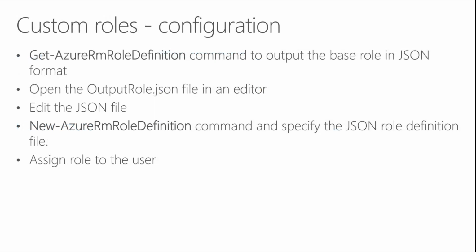Custom roles configuration. There is a Get-AzureRmRoleDefinition command to output the base role in JSON format if you want to look at those. Then you can open up a common editor. And then there's also a New-AzureRmRoleDefinition command that specifies the JSON role definition file. And then finally, you can assign the role to the user.